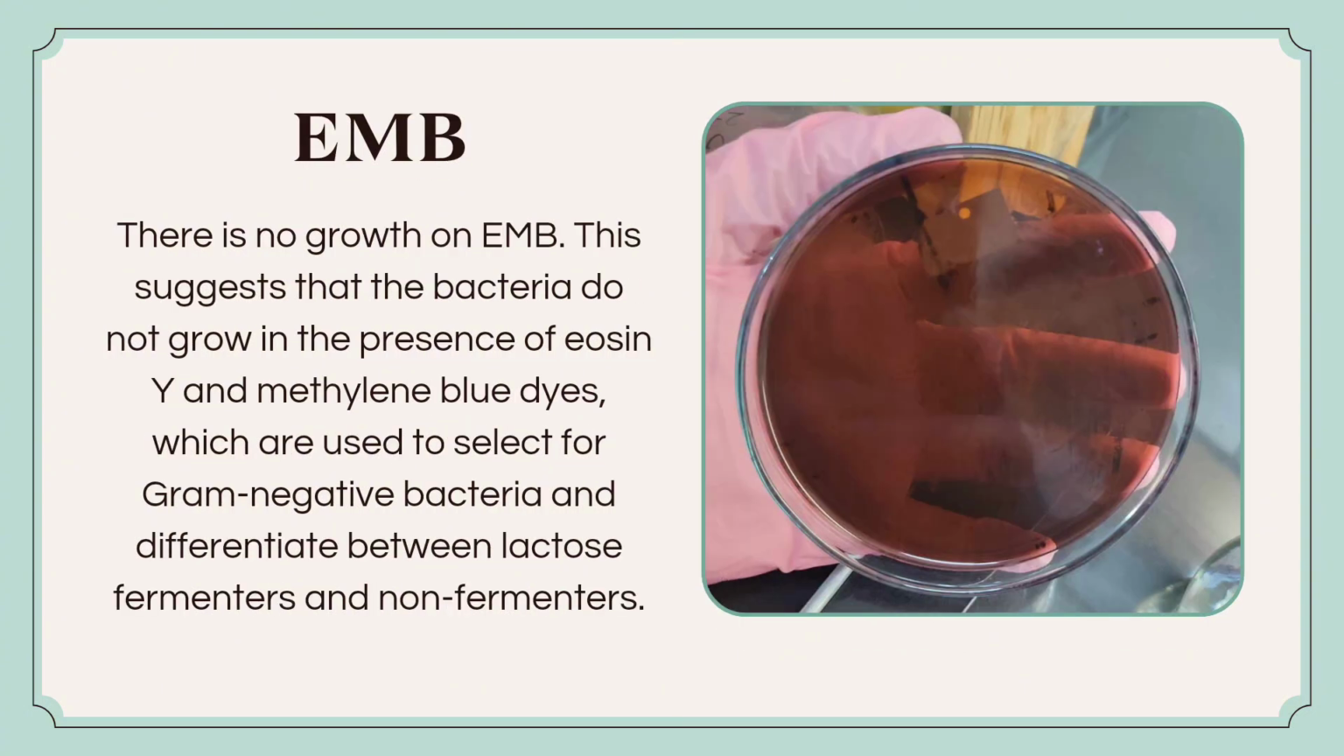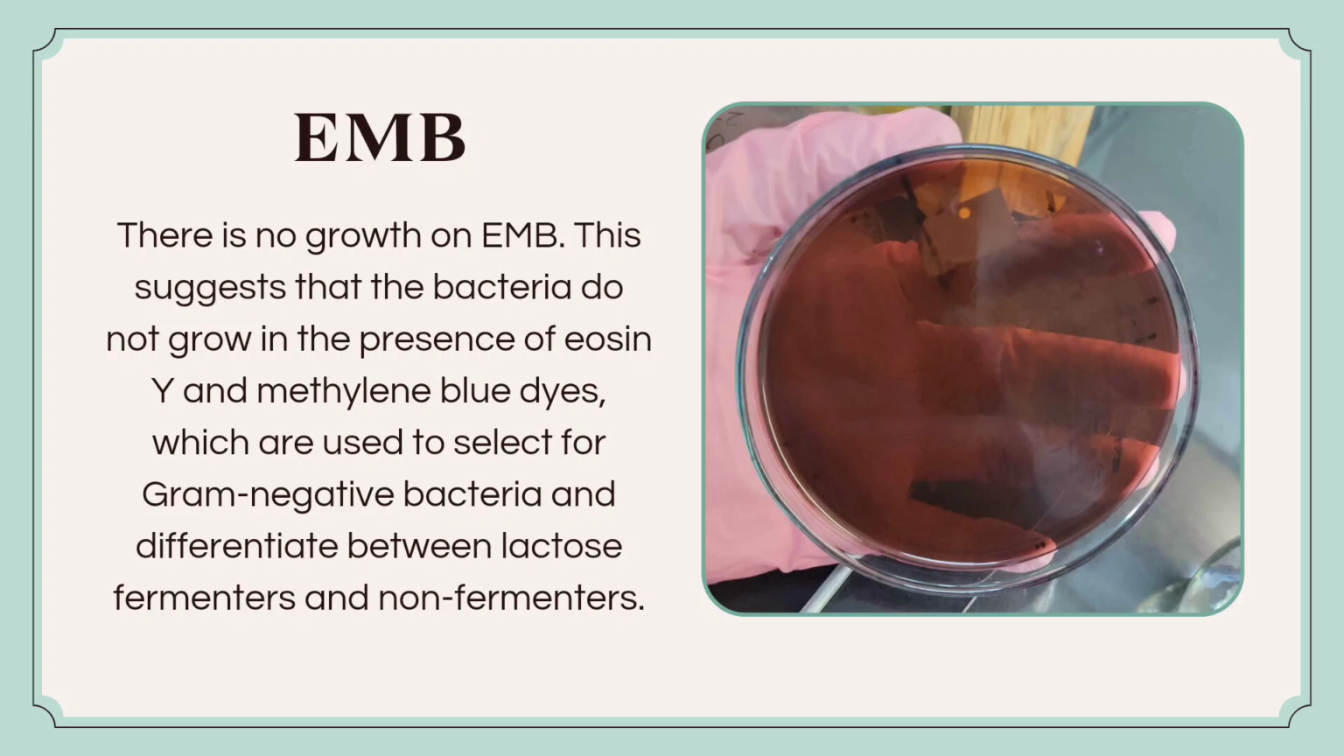Then next is the EMB, or the eosin methylene blue agar. There is no growth on EMB, and this suggests that the bacteria do not grow in the presence of eosin Y and methylene blue dyes, which are used to select the gram-negative bacteria and differentiate them between lactose fermenters and non-fermenters.